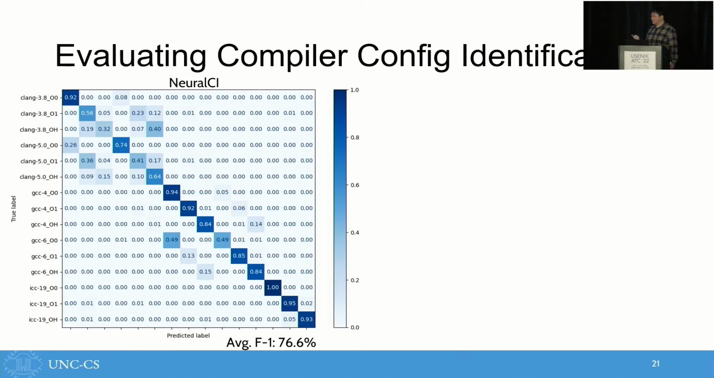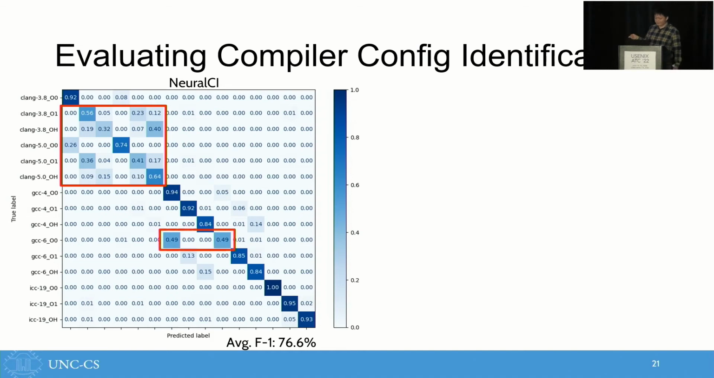First, we reproduced the results of NeuroCI and verified that their results closely resembled the results claimed in their paper. We show the confusion matrix of the results. On the x-axis is what NeuroCI predicted, and the y-axis is the actual configuration. So even with the balanced dataset, NeuroCI still performs very well. It is mostly confused when dealing with Clang 3.8 and Clang 5.0, where it misclassifies many of the functions for the compiler version.